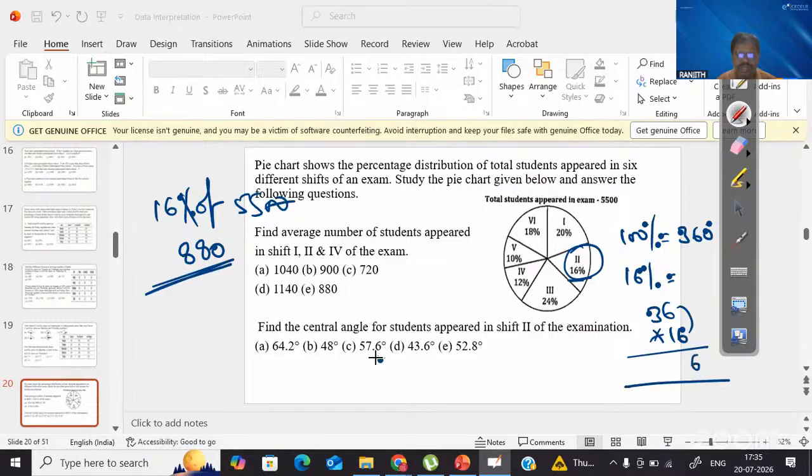How many options are we having? 57.6 and 43.6. So the answer cannot be 43.6. Why? Because 36 into 10 will be equal to 360, and half of that will be equal to 180. It will be more than 50. So the answer will be only one option, 57.6. The answer is 57.6 degrees.